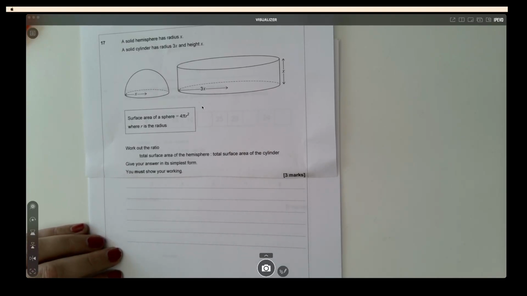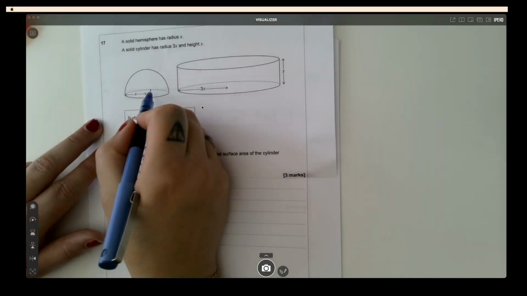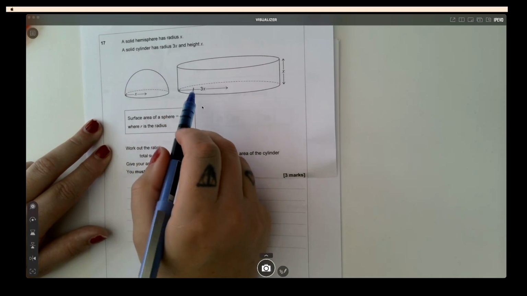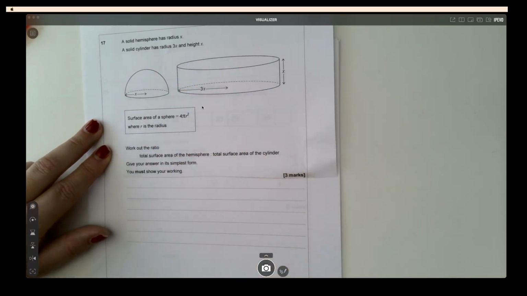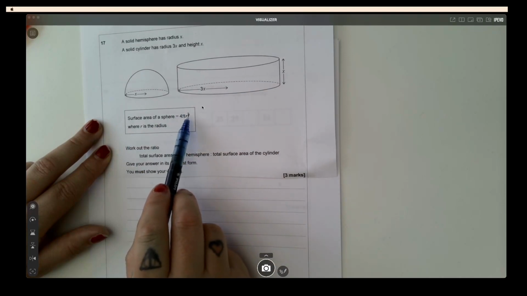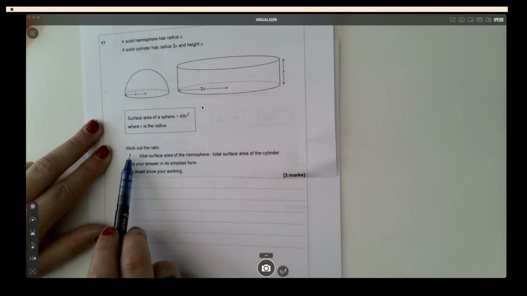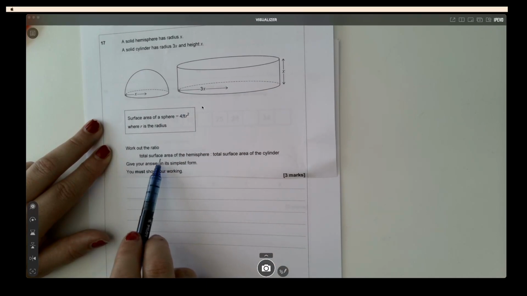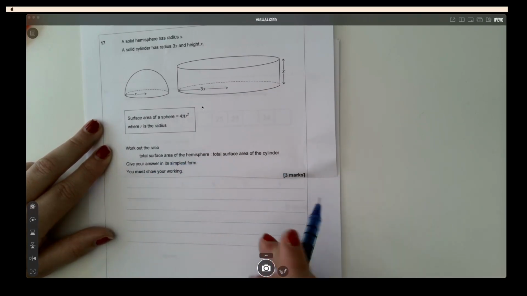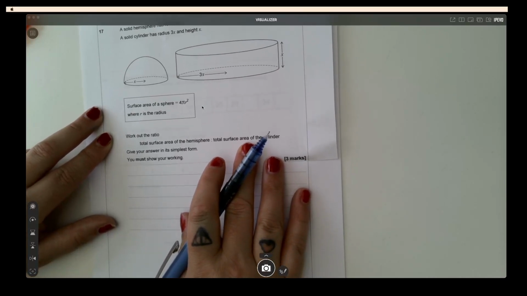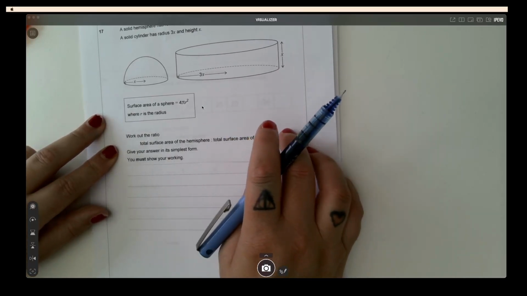Question 17. A solid hemisphere has radius x. A solid cylinder has radius 3x and height x. The surface area of a sphere is 4 pi r squared, where r is the radius. Work out the ratio of the total surface area of the hemisphere to the total surface area of the cylinder. Give your answer in its simplest form. You must show your working out.